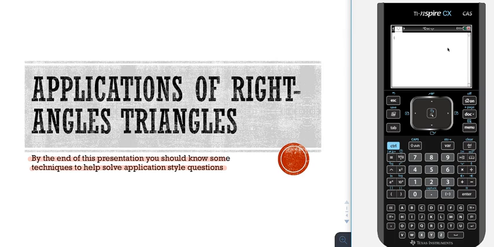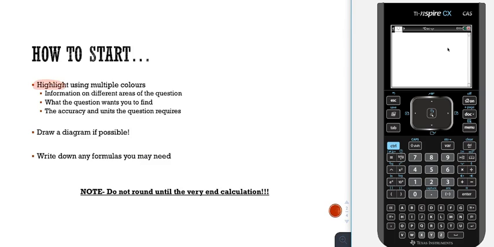in order to be able to do it. There are some things to help you though, and those techniques are what we're looking at here. So how to start: highlight using different colors. Different colors can represent different areas of a question. I always use a certain color to represent what I'm trying to find in a question. So if the question asks me to find a length or an angle, then that is what I'm going to highlight in a different color.